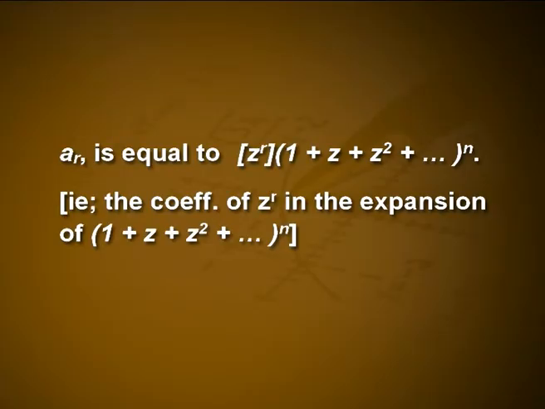Example: let Ar denote the number of ways of selecting r objects from n objects with unlimited repetitions. Since each object can be selected as many times as we wish, Ar is equal to the coefficient of z raised to r in the expansion of (1 plus z plus z square plus etc.) the whole raised to n.